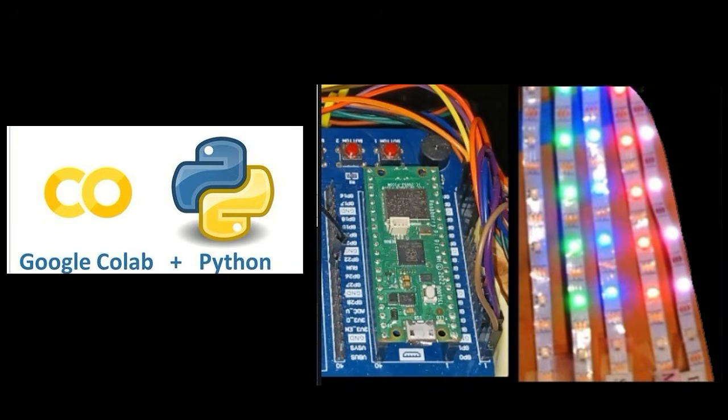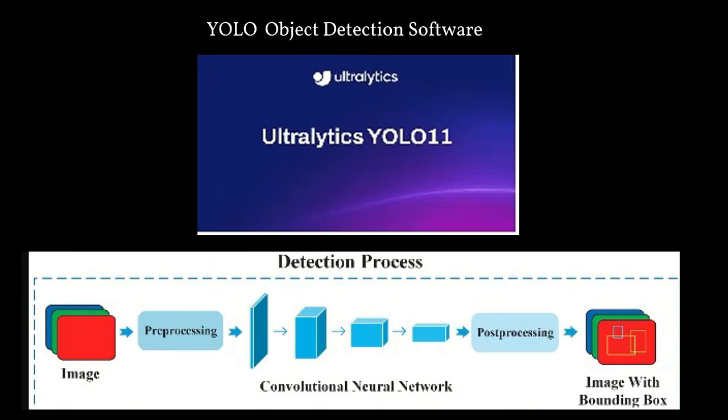The other uses Google Cloud software controlling LED strips on a Raspberry Pi Pico on my PC via browser and Wi-Fi. It runs Python and JavaScript code with GPU acceleration. Both projects use YOLO computer vision object detection software.